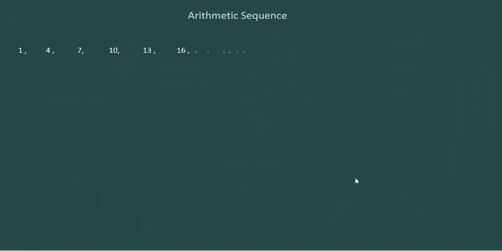In this lesson, we are going to see arithmetic sequences. Consider a simple example: 1, 4, 7, 10, 13, 16, etc. This follows an arithmetic sequence. Here, this is called the first term. This sequence has the first term 1. Usually, the first term is denoted by U1 or A.